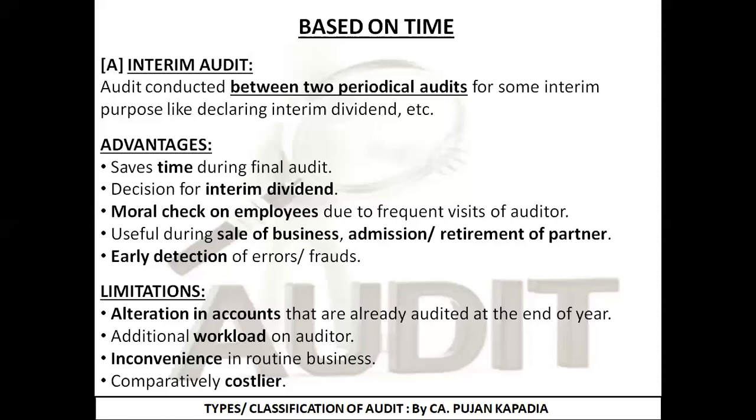Okay, fine. Next is limitations. What are the limitations of interim audit? First is alteration in accounts that are already audited at the end of the year. Now, the point over here is, suppose I want to get my books of account audited to declare an interim dividend. In our example, I am auditing the first 4 months, that is April, May, June and July 2020. So I have prepared an audit report. I have audited all the transactions for these 4 months. Now, I am going to come after 31st March 2021 to conduct my full audit.